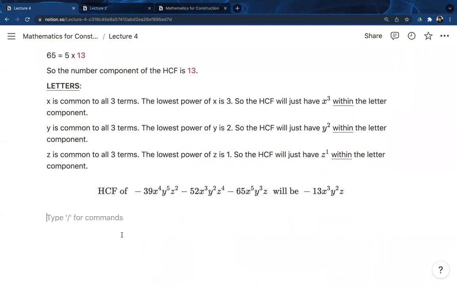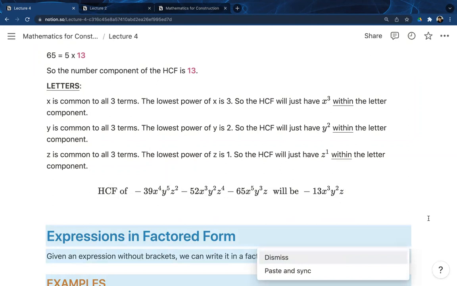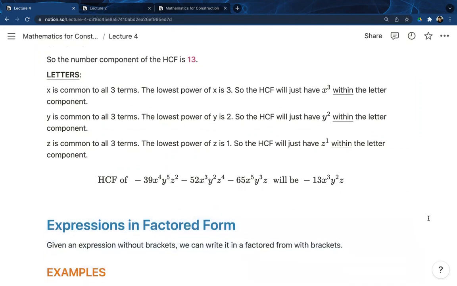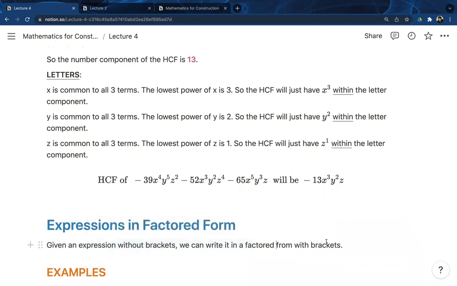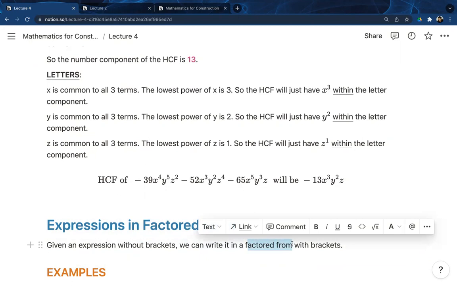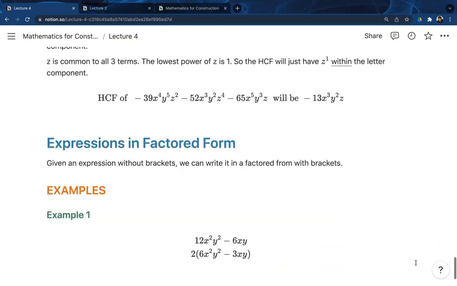Let's move on to something new. Let's talk about expressions in factored form. If I give you an expression without brackets, you could write it in a form that has brackets, where you factor out some common factor, right? So let me give you an example.